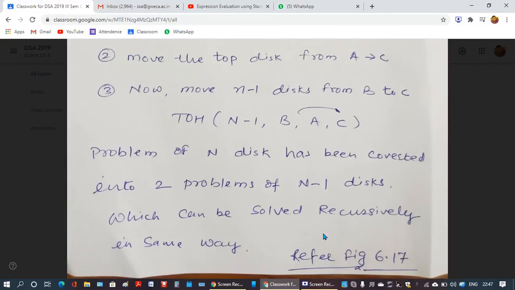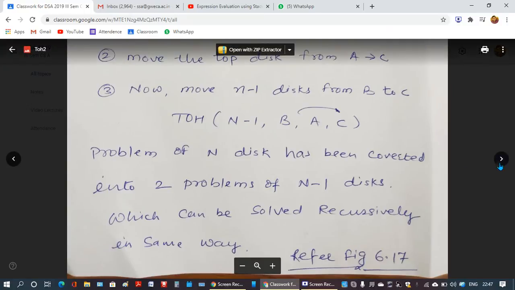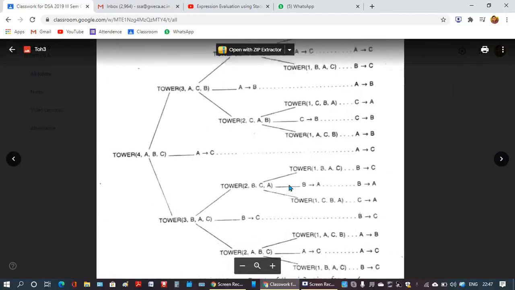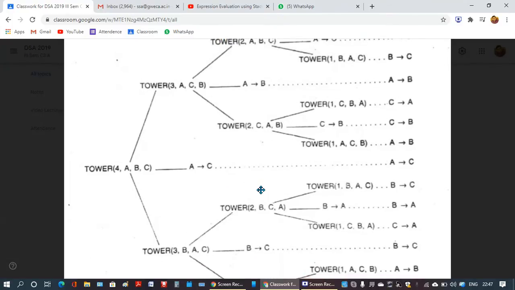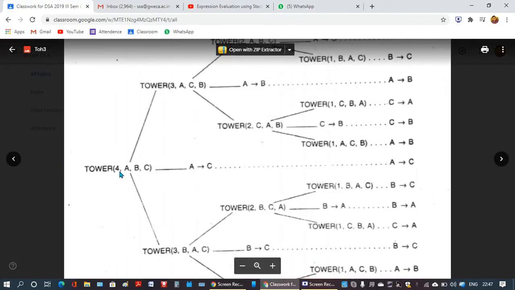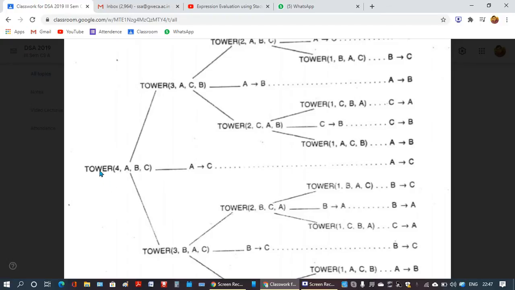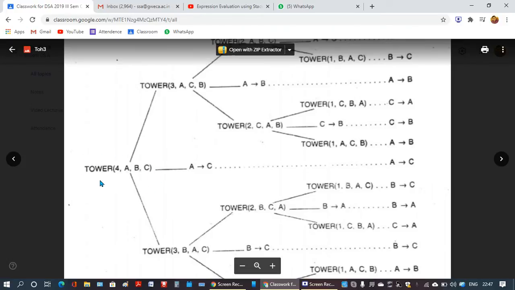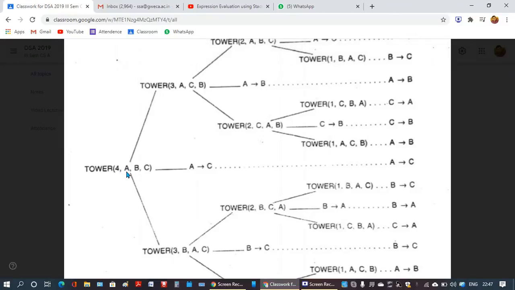How will the solution come? You can see that with an example where n is 4. So now you see in this problem, what does it represent? Tower 4 A B C. It means I want to solve a Tower of Hanoi problem where the number of disks is 4, and I want to shift from A to C, and B is helping. So this is source, this is destination, and this is helping. So this problem can recursively be solved.